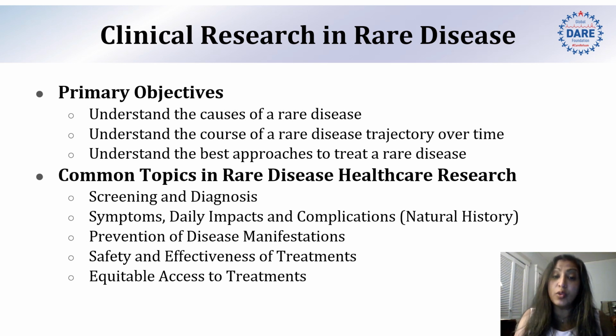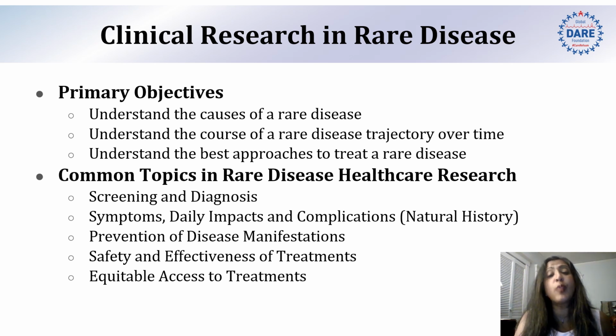When conducting clinical research in rare disease, in general, the overarching research objectives are related generally to a couple of things. Number one, understanding the causes of a rare disease. Number two, understanding the course of a rare disease trajectory over time. Or number three, understanding the best approaches to treat a rare disease, or some combination of all of these three items. These objectives usually translate into doing studies that address several questions.